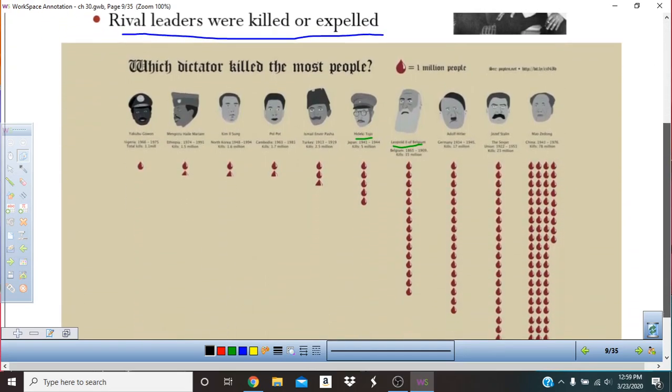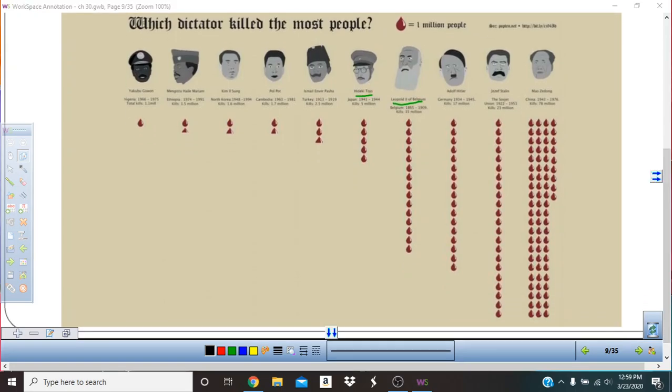If you see here, these are the kill counts of the top 10 most lethal dictators in world history. And the guy we're about to talk about right now, Joseph Stalin, responsible for up to 23 million deaths. We've already talked about Hitler. King Leopold was the guy in Belgium that was cutting people's hands off. And then Hideki Tojo. Okay, Hideki Tojo, we talked about him in World War II and his involvement in Pearl Harbor.